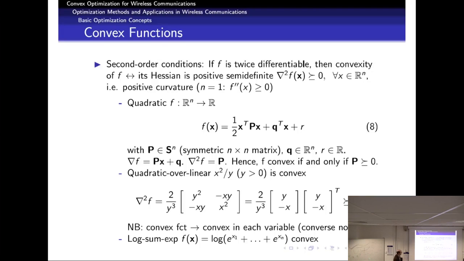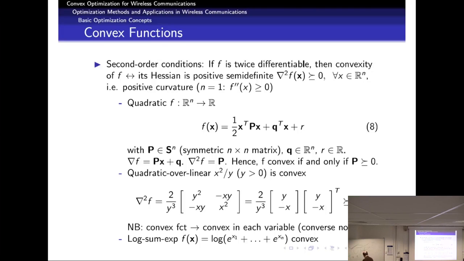In general, if you don't have only dimension 1, but you have a vector of dimension n, then you have to look at the Hessian of that function. So you look at the second order derivatives of this function with respect to all quantities.